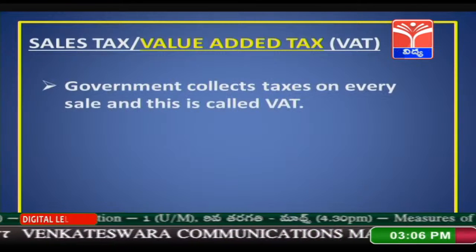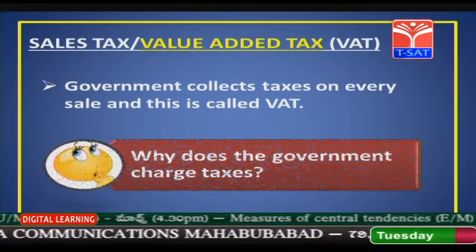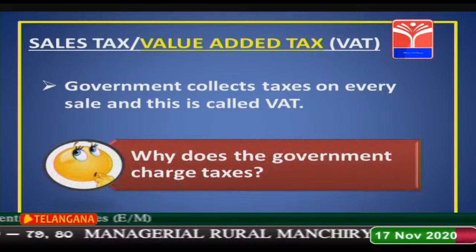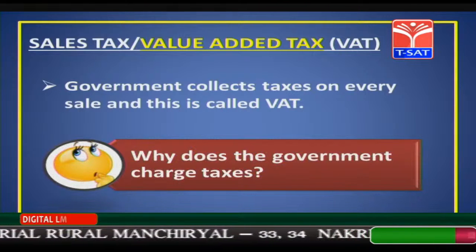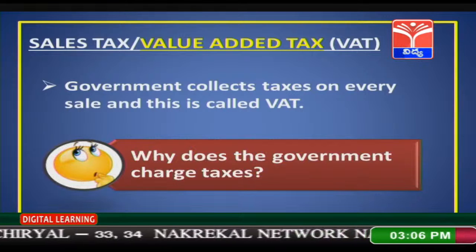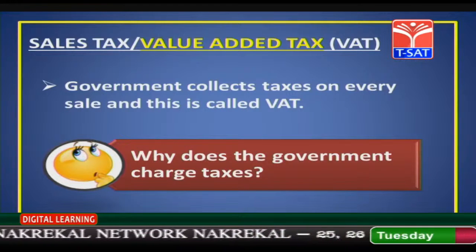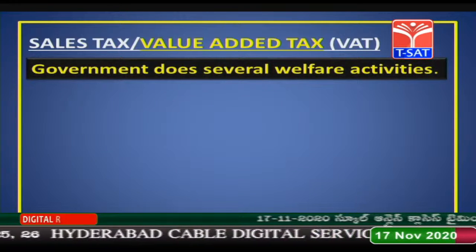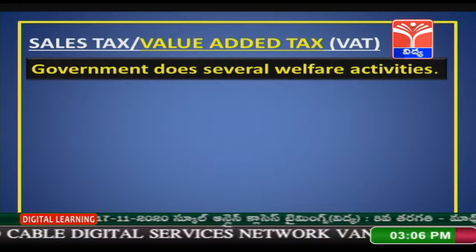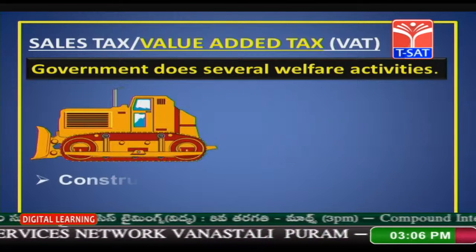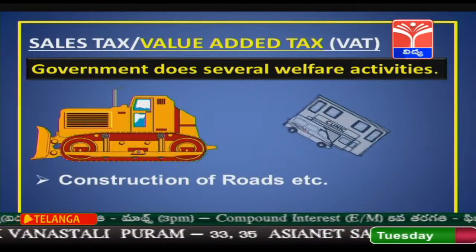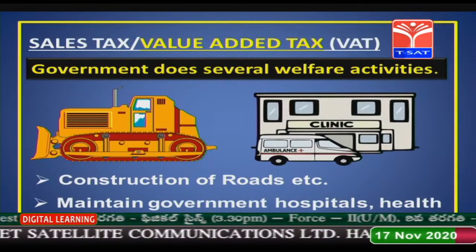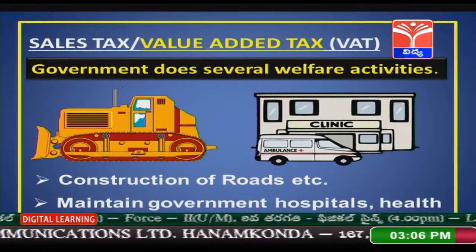Government collects taxes on every sale and this is called VAT. But children, why does the government charge taxes on us? Did you ever think about it? Why do we need to pay taxes? Yes, let's see. Government does several welfare activities. You might have seen in the news or even in the newspaper, right? That is laying the roads. Not only that, construction of hospitals, maintaining them. So all these are welfare activities done by the government.